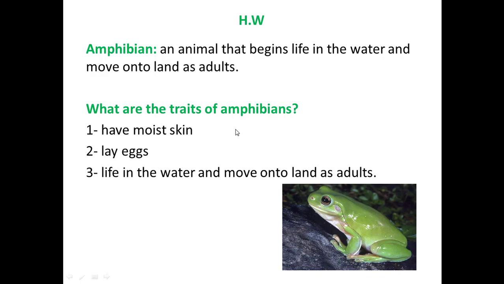Amphibian, an animal that begins life in the water and moves onto land as adults. And guys, if you find these traits in any animal, you have to call them amphibian, okay? What are these? Have moist skin. When you touch it, you feel slimy, okay? And lay eggs, and live in the water and move onto land as adults.